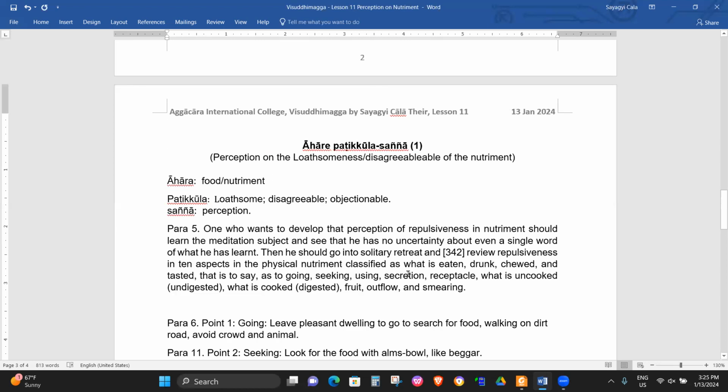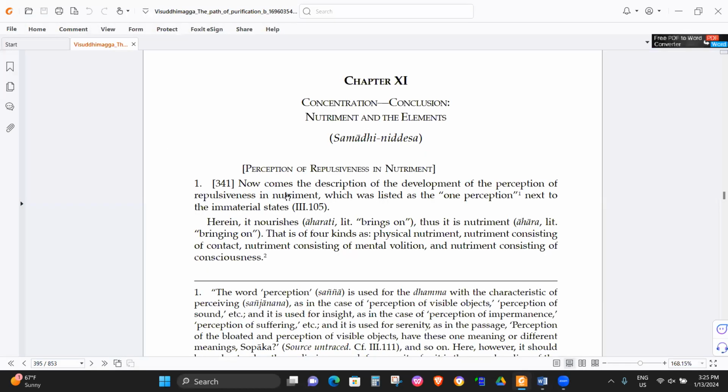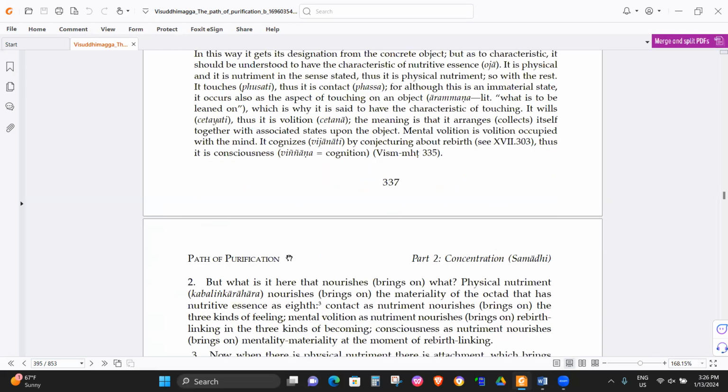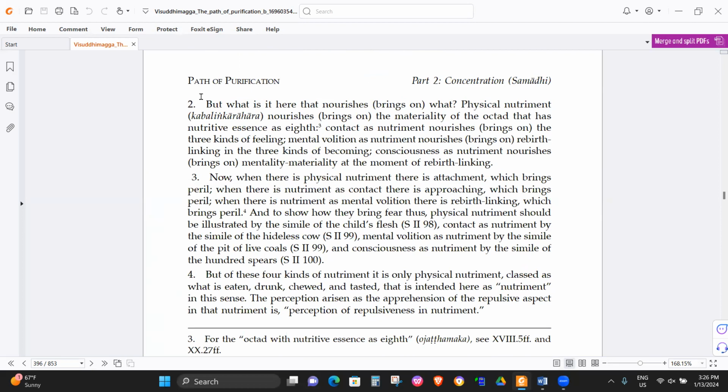I actually copied from here, so you can read the text here, chapter 11. Now, ahara is so called because it brings on. There's a Pali definition here. According to some Abhidhamma points, there's physical nutriment, contact, mental volition, and consciousness. All these are Abhidhamma points, so we skip it. This is also an Abhidhamma point. If you don't have basic Abhidhamma, you will get confused like this.